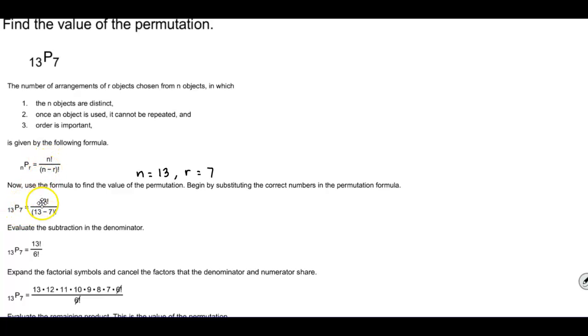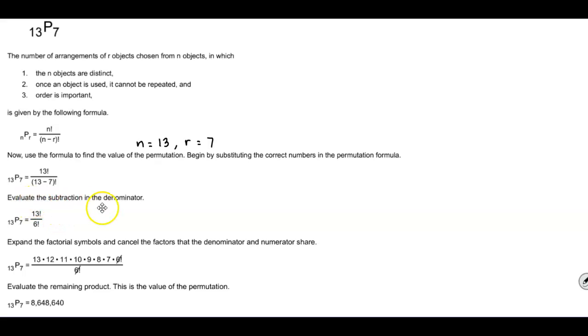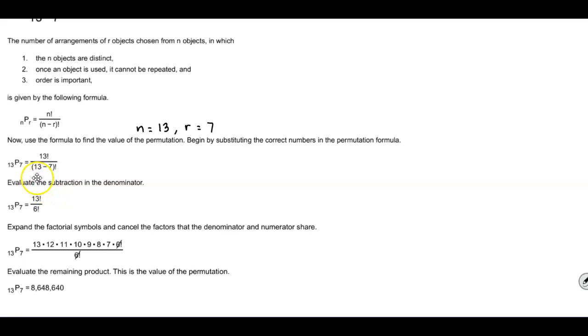We know that N is equal to 13, so we have 13 factorial in the numerator. In parentheses, we have 13 minus 7 because N is 13, R is 7, and we have factorial on the outside of that. In order to follow the order of operations, we're going to do what's inside the parentheses first. 13 minus 7 becomes 6 factorial. So now we have 13 factorial divided by 6 factorial.